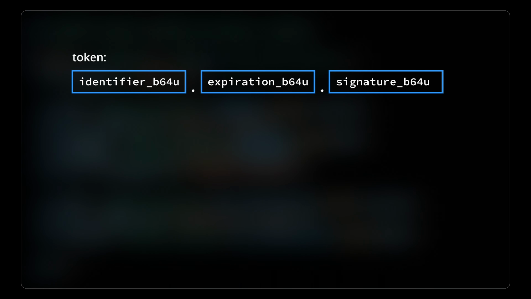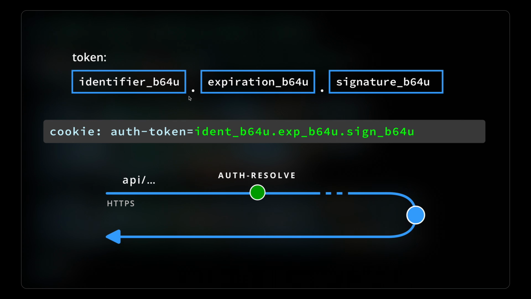So in our production code, one place we are using this function is to serialize our token for our web token authentication. A token has three parts, the identifier, the expiration, and the signature. And all of the three parts are Base64 URL encoded. Today, we use this token scheme for our auth web token in our cookie, for our auth resolve authentication Axum middleware.